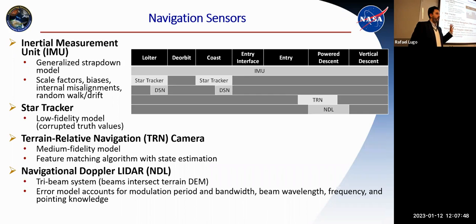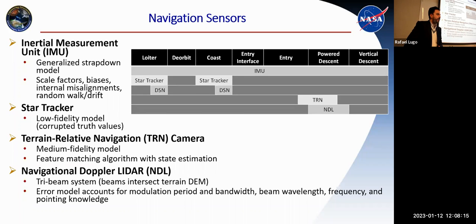Keeping in mind that we've already assessed, or I should say, we've got models for the guidance and control algorithms, the vehicle, the atmosphere, the terrain, the planet. Now we're looking at navigation. And so we've got an IMU, inertial measurement unit. We've got star trackers, low fidelity model, which is really simple, just corrupting truth values for that. Star trackers are running while you're coasting exoatmospherically. IMU is running the entire time.